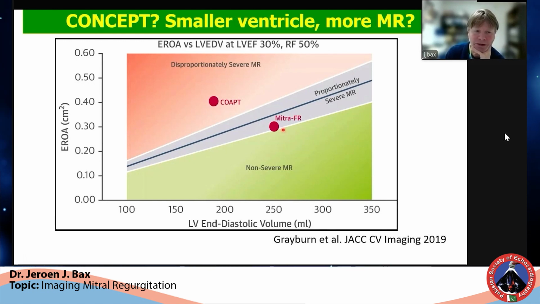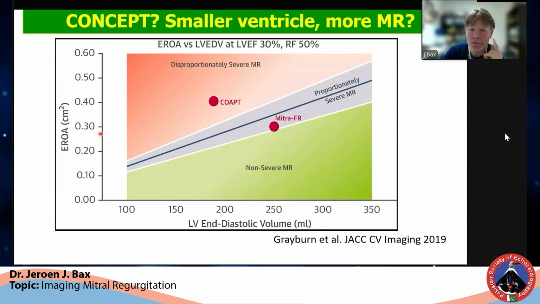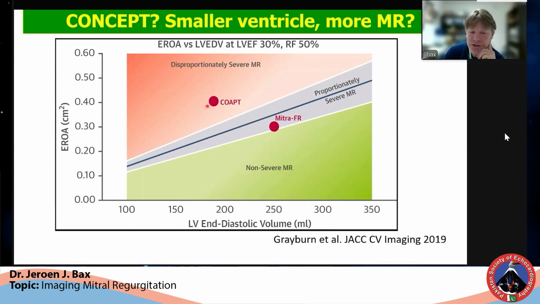This big heart has a relatively smaller effective regurgitant orifice area, which indicates that there is not so much mitral regurgitation as in these ones, where there is a big leaking hole and there is more mitral regurgitation. This one is more a ventricular disease. This one is more a valvular disease. How do we solve that now in daily practice?